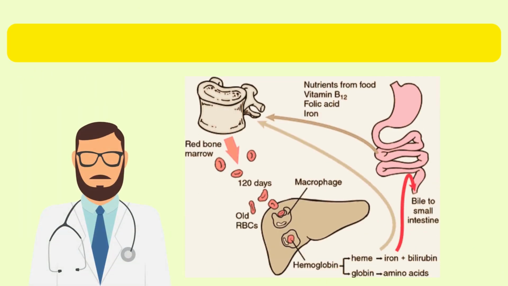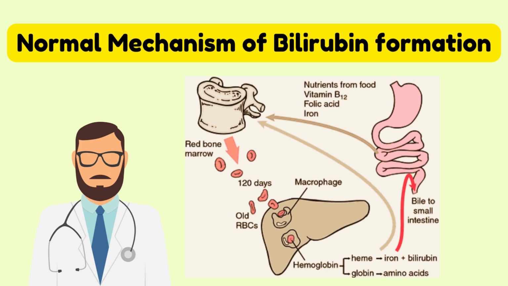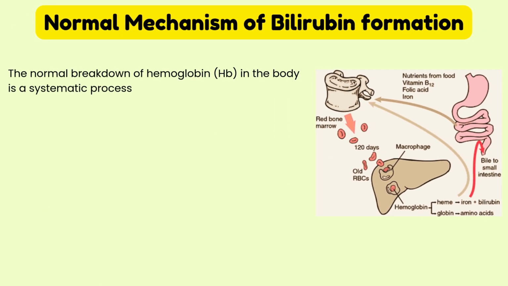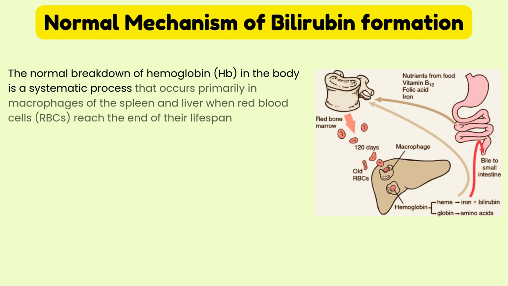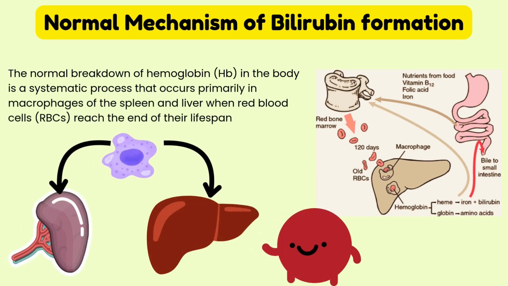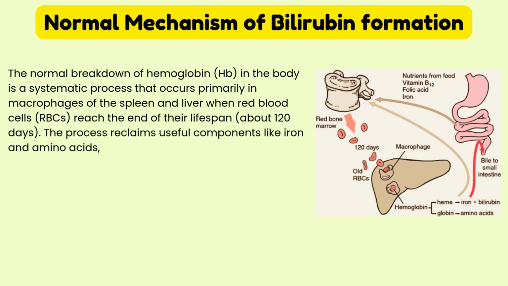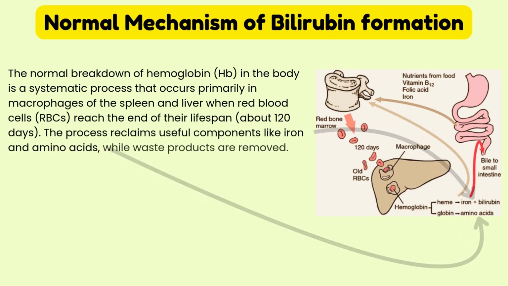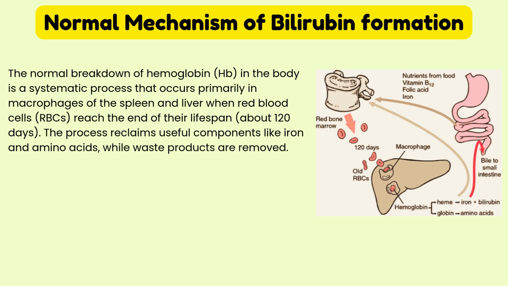Now, let's discuss the normal mechanism of bilirubin formation. The normal breakdown of hemoglobin in the body is a systematic process that occurs primarily in macrophages of the spleen and liver when red blood cells reach the end of their lifespan, which is about 120 days. The process reclaims useful components like iron and amino acids, while waste products are removed.